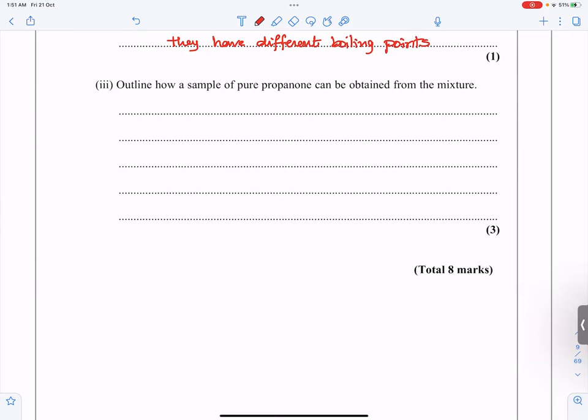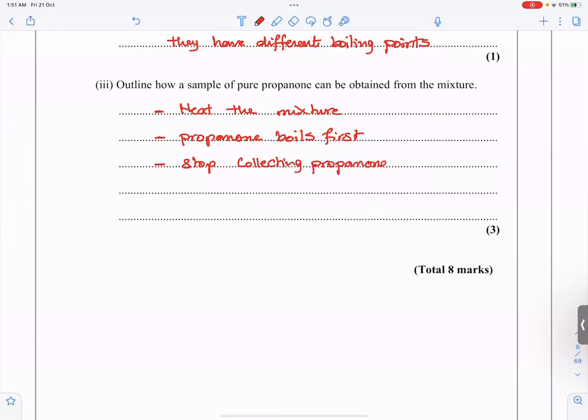Triple I, outline how a sample of pure propanone can be obtained from the mixture. أول حاجة بنسخن المكسر, heat the mixture. البروبانون عشان ليه boiling point أقل فهو اللي يحصل له boiling first. Propanone boils first. هنستوب collecting البروبانون above the boiling point بتاعته اللي هي 56. يبقى هنا stop collecting propanone above 56 degrees Celsius.